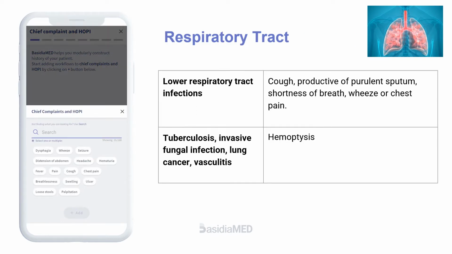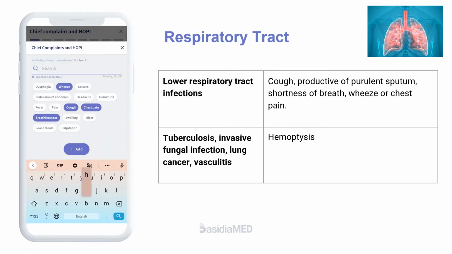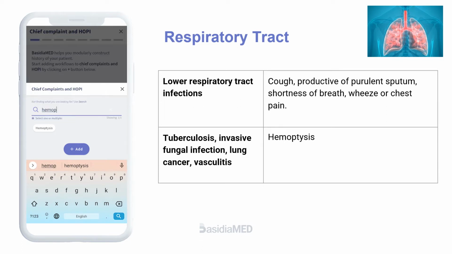Lower respiratory tract infections present with a cough productive of purulent sputum, shortness of breath, wheeze, or chest pain. Hemoptysis suggests invasion of, or damage to, the blood vessels of the lung. This is present in tuberculosis, invasive fungal infection, or non-infectious causes, such as lung cancer or vasculitis.